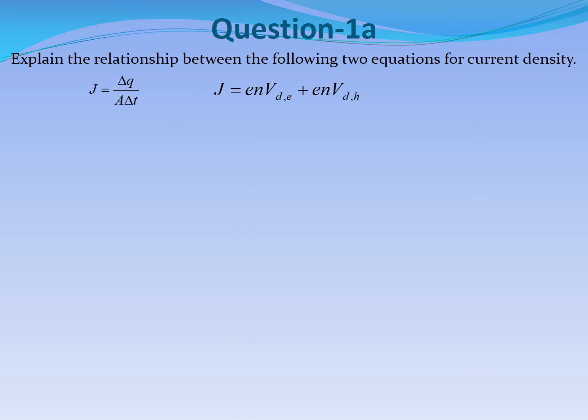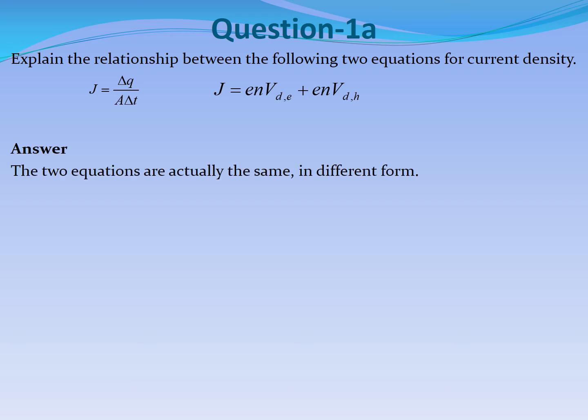So many of you explained it nicely enough, but some of you were not totally correct. So let us just listen to my explanation. The two equations are actually the same in different form. So this is the first thing. This is also J, this is also J. So they are describing the same thing in different forms.